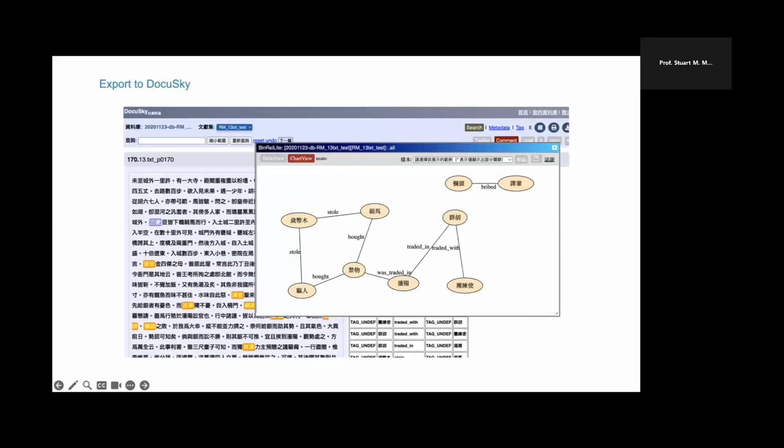So after I mark up all the relevant information in MARKUS, I export the text to DocuSky and build a sort of personal database there. And as you can see from this example, they visualized all the tagged entities here, and also the relations between different entities.